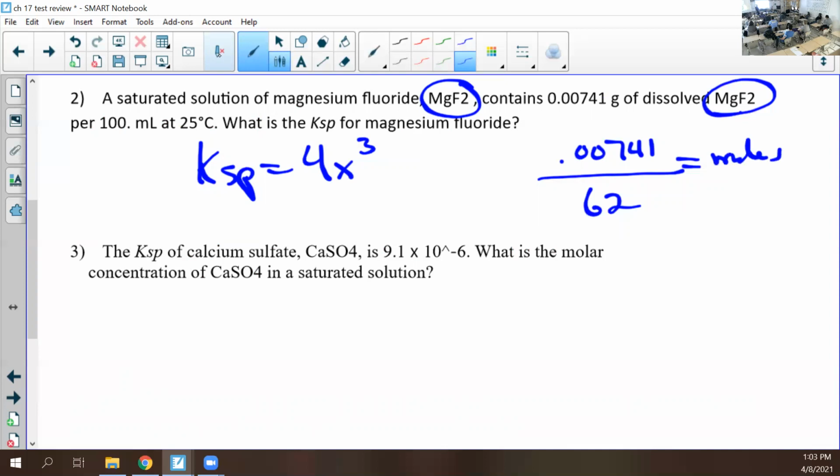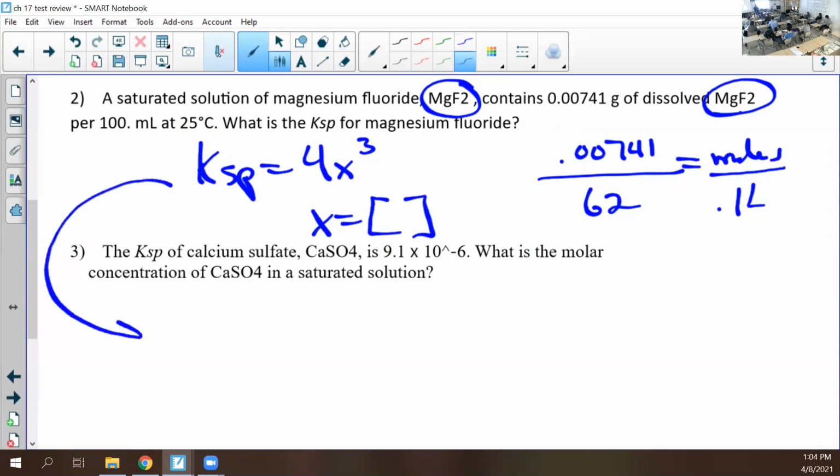All right. It's in 100 milliliters. So that does matter, right? Because x equals a concentration. So I get this answer, and then I divide it by 0.1 liter to get the concentration. Then I'd be ready. Has anyone typed that in? Okay. So then I do what to this?